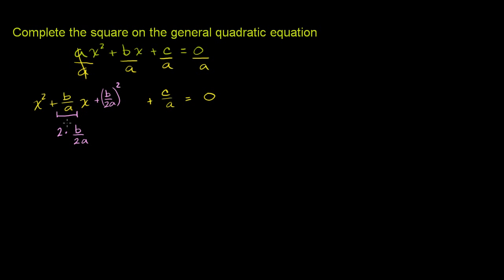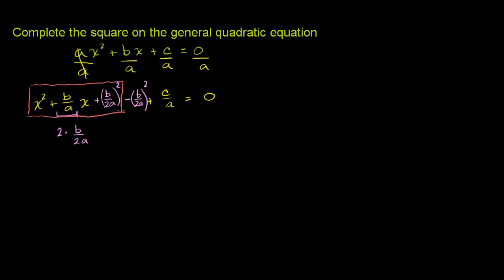2a squared. And of course, I can't just add something to one side of the equation. That would change the equation. I either have to add it to the other side or just subtract it from the same side that I'm adding it to. So I'll also subtract the b over 2a squared, just like that. Now, the whole point of doing this is so these first 3 terms right here are a perfect square trinomial.